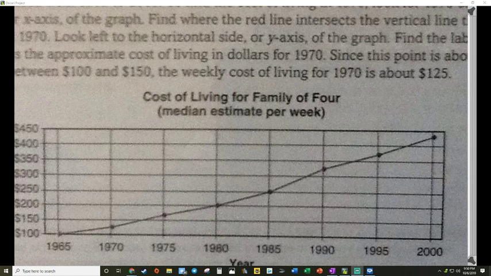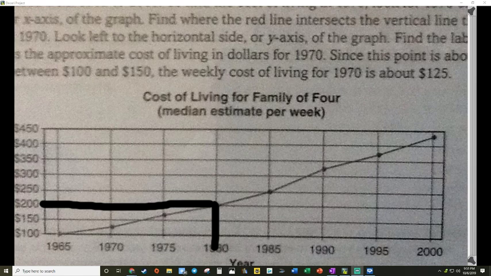Example 1. What was the cost of living for 1 week for a family of four in 1980? What we've got to do is just look at 1980 and figure out what the cost of living was. So we're going to look at 1980, which is right there, and then cross the line, which is $200. So we found 1980 on the x-axis.